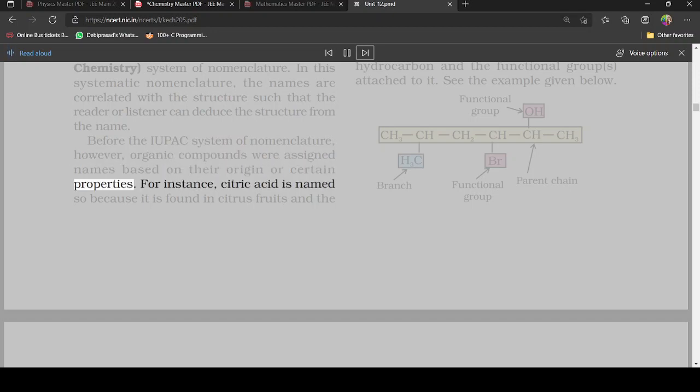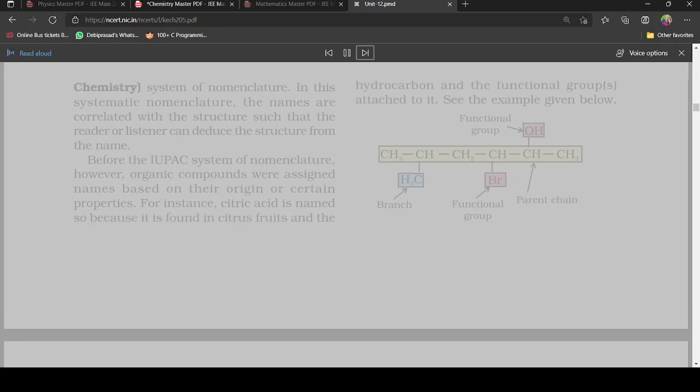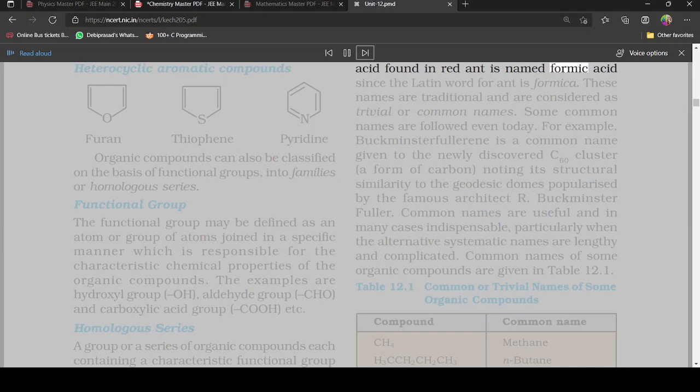Before the IUPAC system of nomenclature, however, organic compounds were assigned names based on their origin or certain properties. For instance, citric acid is named so because it is found in citrus fruits, and the acid found in red ants is named formic acid since the Latin word for ant is formica. These names are traditional and are considered as trivial or common names. Some common names are followed even today.